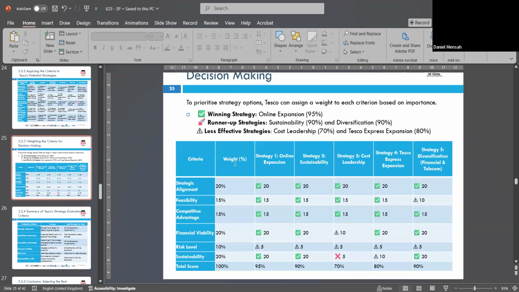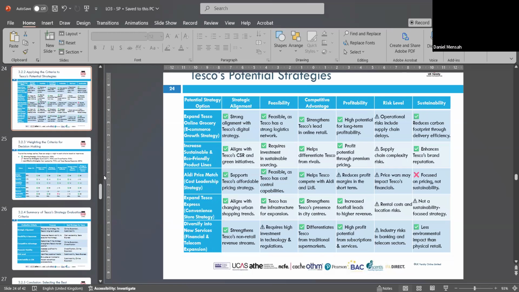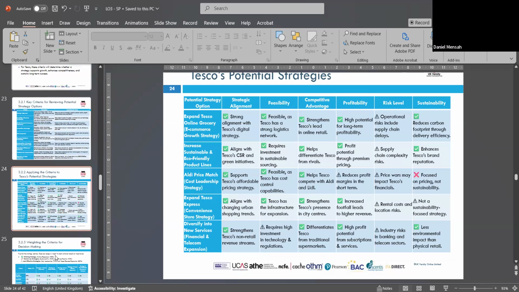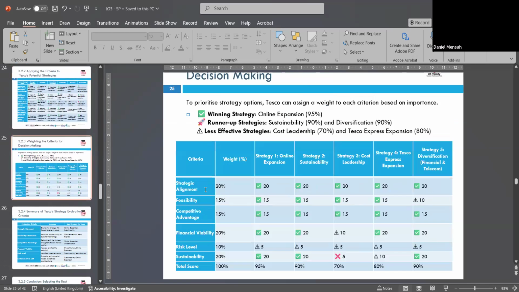So your criteria are on this side and the weightage is on this side. These are your strategic options. Where you have the green ticks, you are giving 100% weightage. Where there was the precaution sign, you give 50% of the weightage, or more, say 75%, sorry.